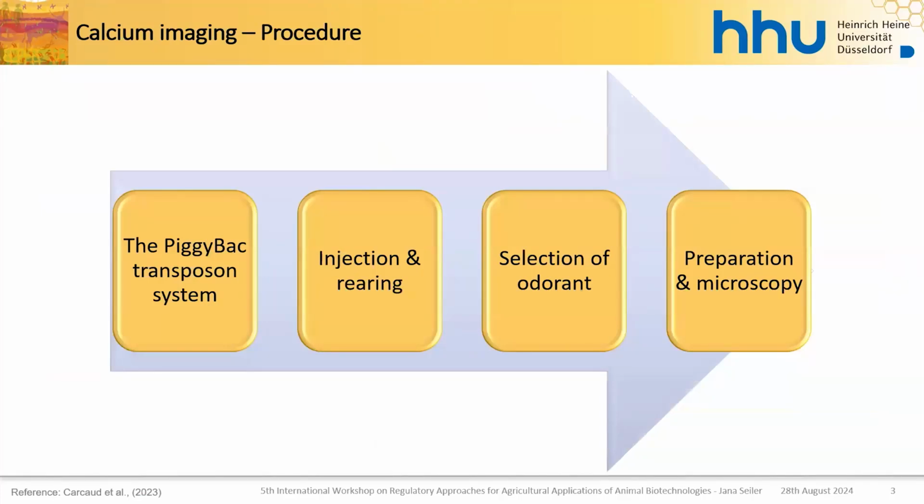Firstly, we need to modify the piggyBac transposon system to carry the sequence for the calcium sensor. This is then injected into the bee egg, and we can raise transgenic honeybees. These are then prepared in vivo and stimulated with specific odors. The reaction to the odor can be recorded using a microscope.